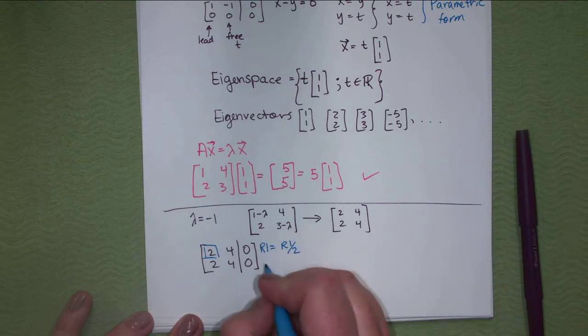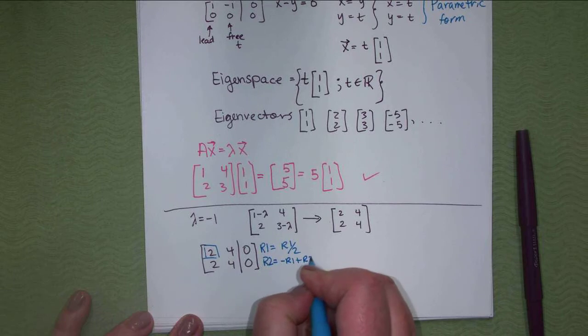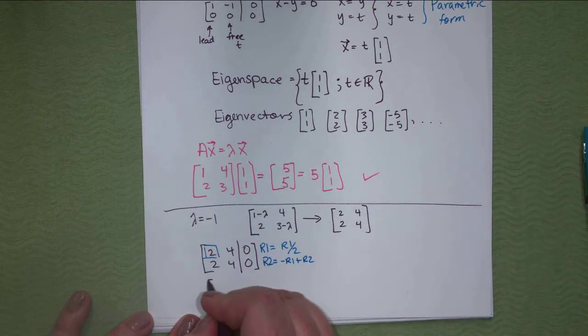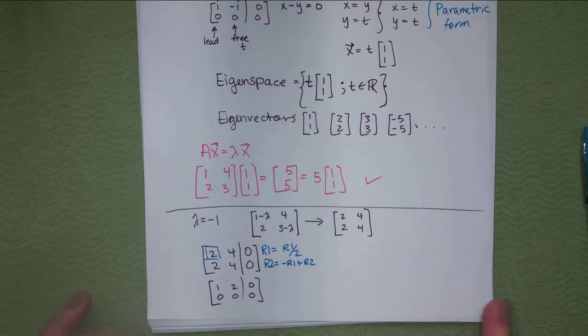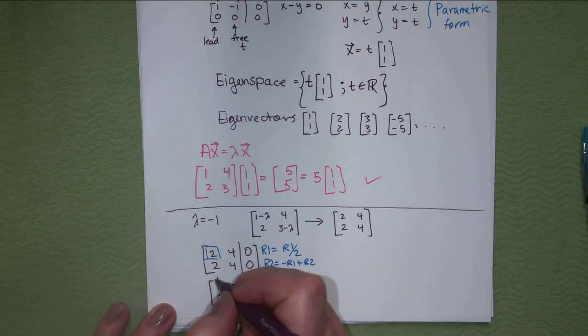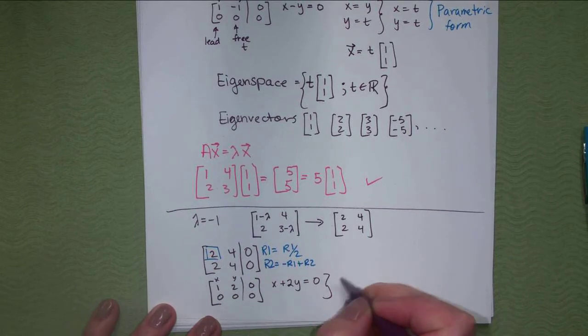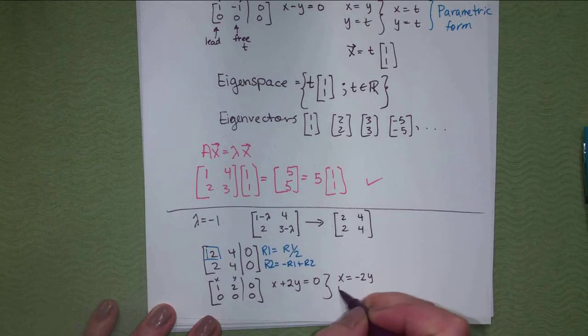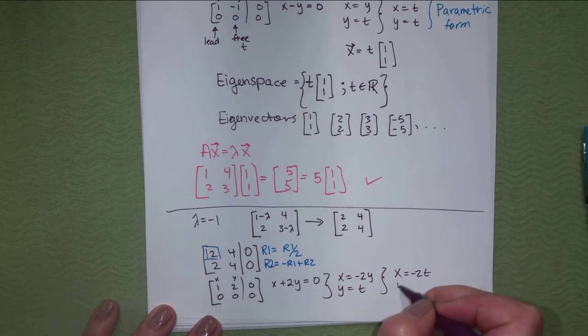We could do this one at the same time. Row 2 is minus row 1 plus row 2. Or do it in separate steps, it doesn't matter. 1, 2, 0, and this would be 0. Any row, once you make a 0, and it's the same row as the first one, they'll cancel out. Okay, so when you row reduce, you get this. And so we write out our solution. x plus 2y equals 0. So x equals minus 2y, and y is t. So x equals minus 2t, and y is just t.